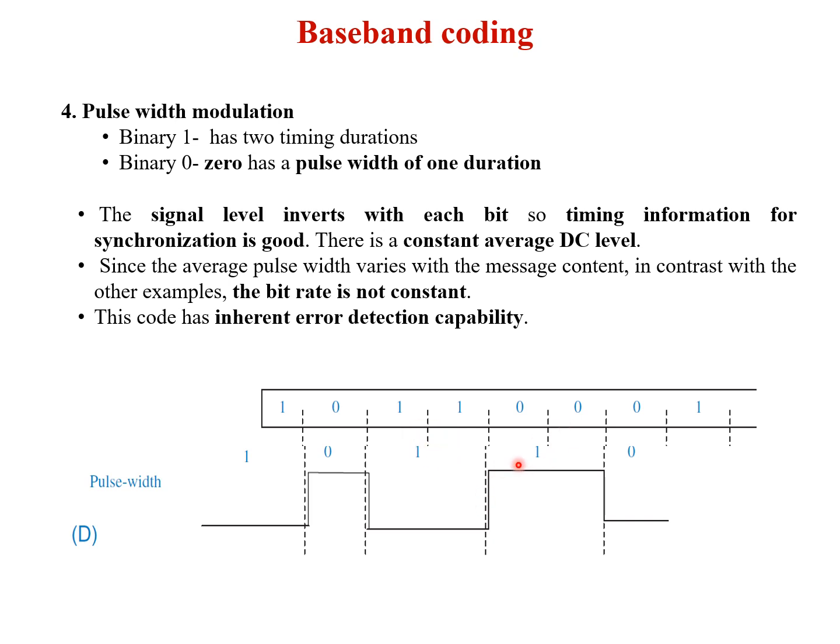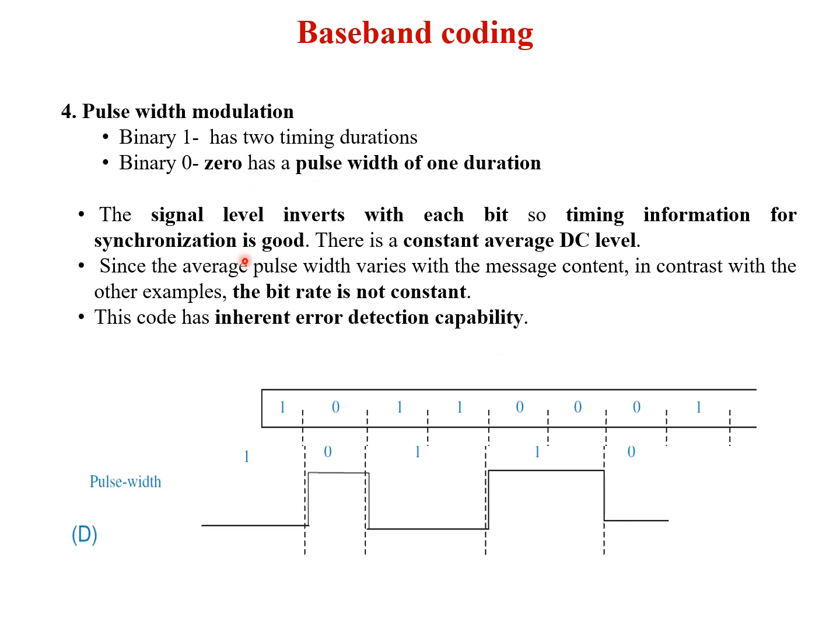Then again this 1 is represented by, what is the next data? 1, represented by two timing durations. Then this 0 is represented by one time duration. Then again this 0, again one time duration. Then this 0, again one time duration. Then the last data is binary 1, which is represented by two time durations. So this is how the data is represented in pulse width modulation.